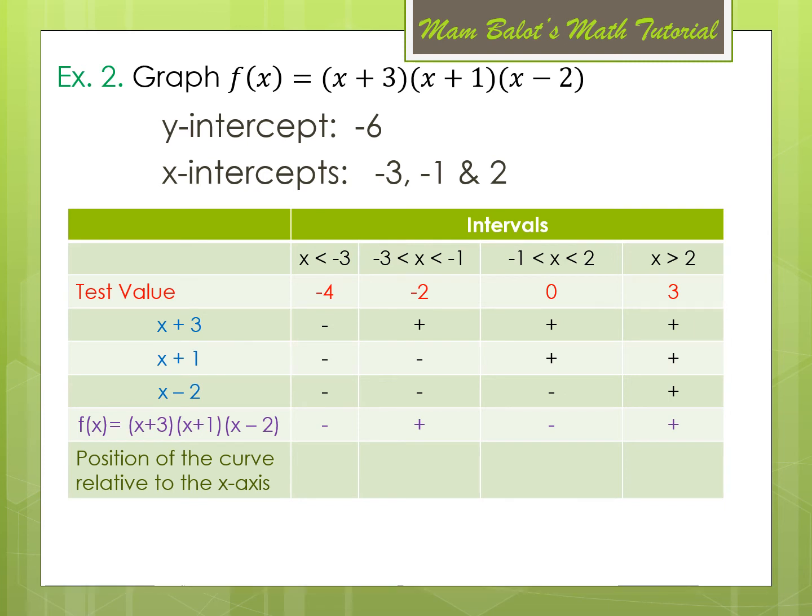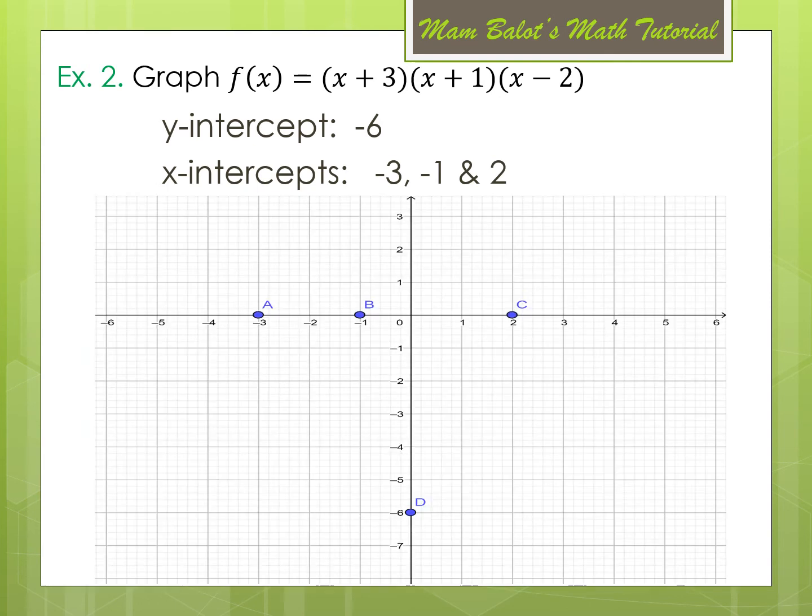So we are now ready to get the position of the curve relative to the x-axis. The first column is negative, so that would be below the x-axis. Next is positive, so that would be above. Then we have a negative, so that is below. And then the last one is positive, so that would be above the x-axis. So we are now ready to plot the graph of our function in our Cartesian plane.